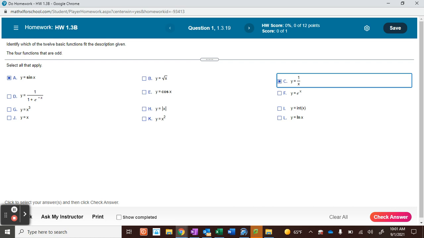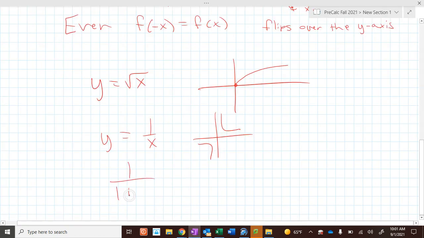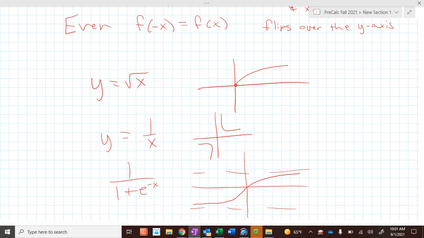Okay? All right. This crazy one, 1 over 1 plus e to the negative x. What does that look like? Well, it has a couple asymptotes on it. And it goes like this, like this, like this. Okay? Is that an even function? No. Is that an odd function? Certainly looks like it. Because if you flip it and flip it, it looks like an odd function.